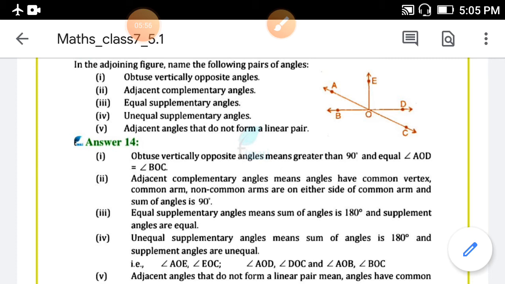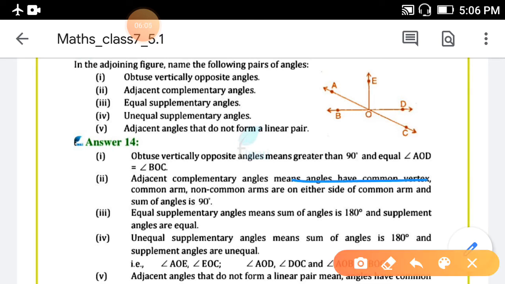Second one, adjacent complementary angles. Adjacent complementary angles means, first of all, adjacent angles, so it will have a common vertex, and non-common arms are on either side of the common arm, and the sum of the angles is 90 degree. Complementary angle, so 90 degree, adjacent means have a common arm. Understood? You can see AOE and AOB both are complementary angles and adjacent because their sum is 90 degree.